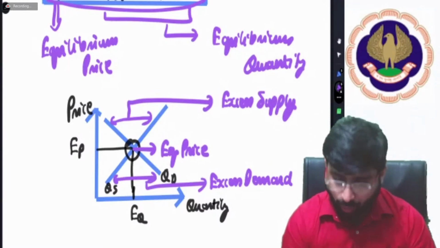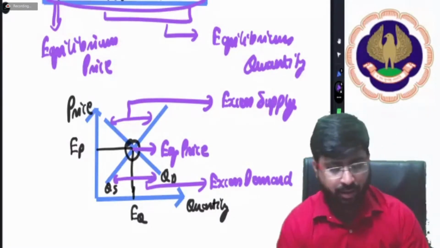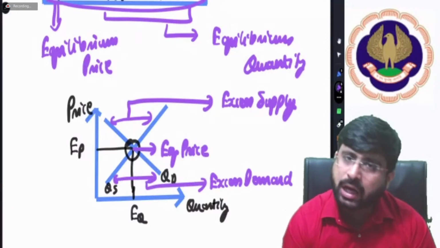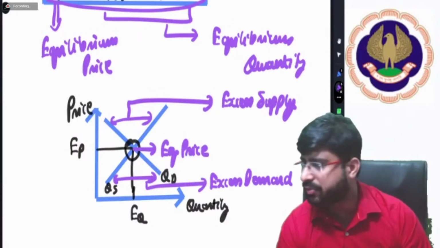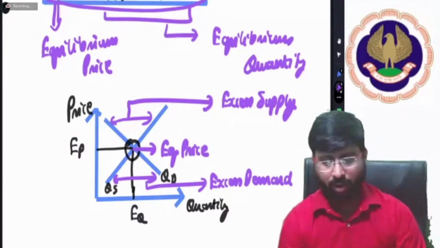So remember that when demand is greater than supply, it is excess demand. When supply is greater than demand, it's excess supply. When both demand and supply are equal, it's the equilibrium point. The quantity is equilibrium quantity. Price is equilibrium price.